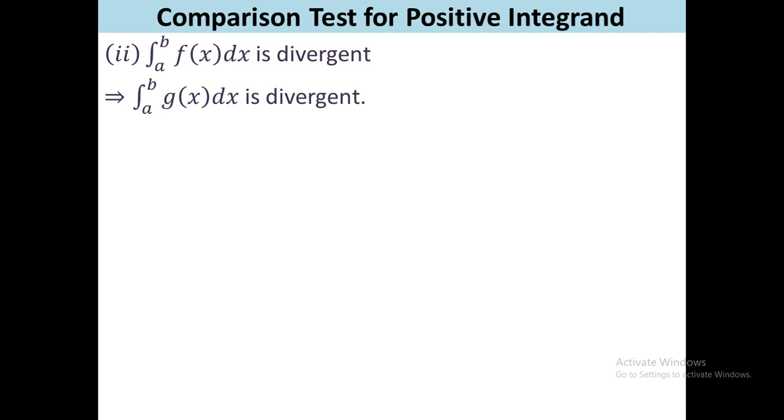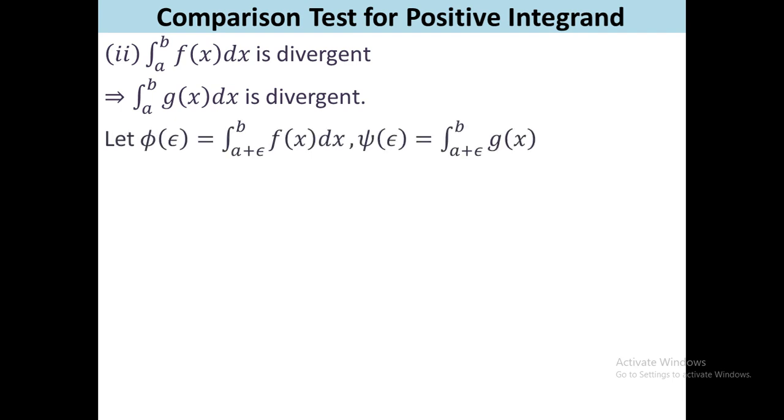For that purpose, we have to integrate f and g from a plus epsilon to b, and we let these be respectively phi of epsilon and psi of epsilon. Clearly, epsilon lies between 0 and b minus a.